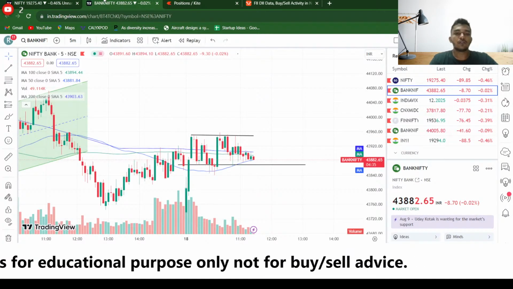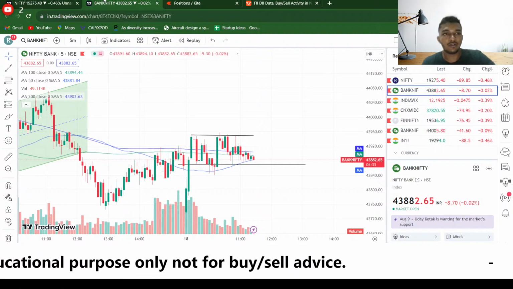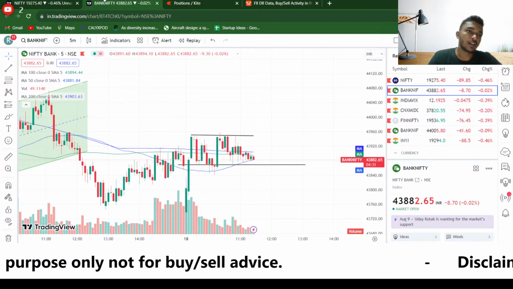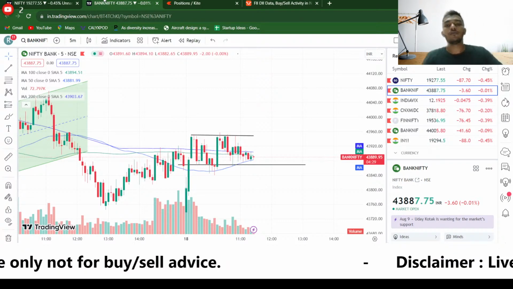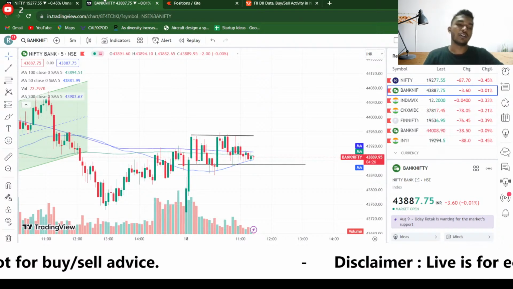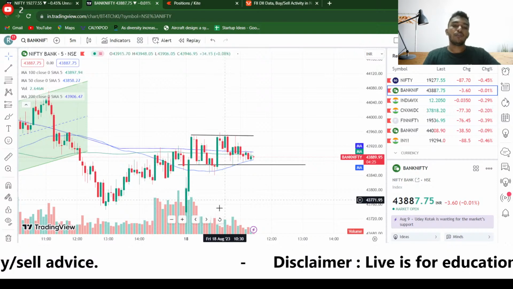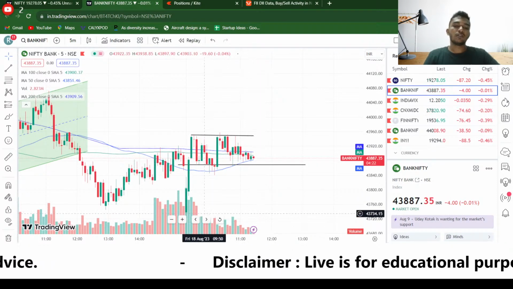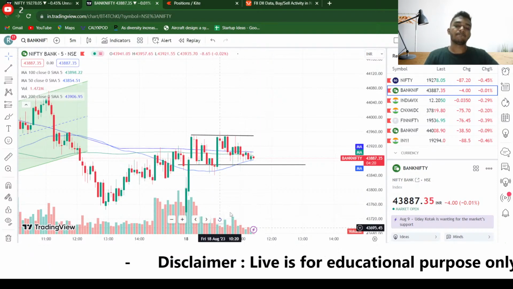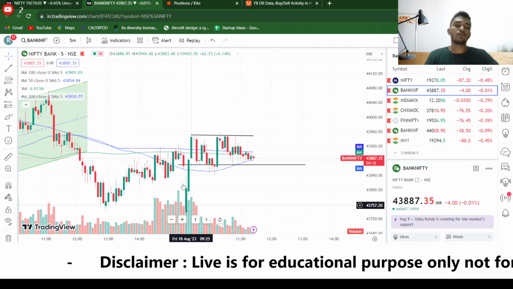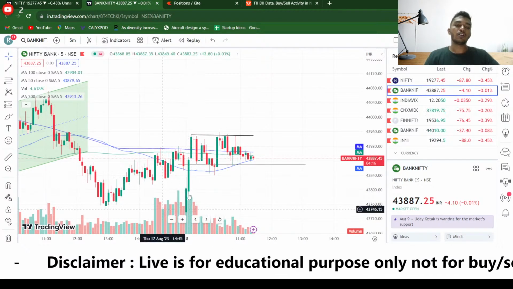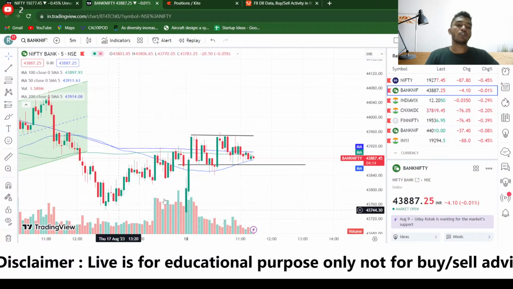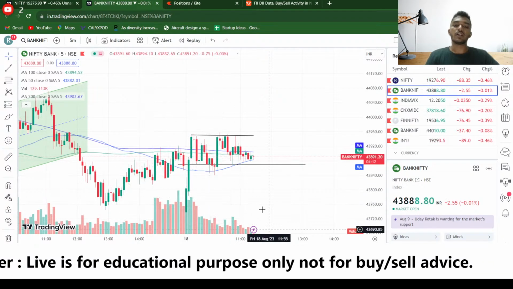In the morning, there was lots of volatility in both Nifty and Bank Nifty, but right now, if I take a look, both of them are kind of in a consolidation area. And if we take a look at the volume, the volume has been pretty down right now. Look at the volume in the morning, look at the volume at yesterday's close, and look at the volume right now.